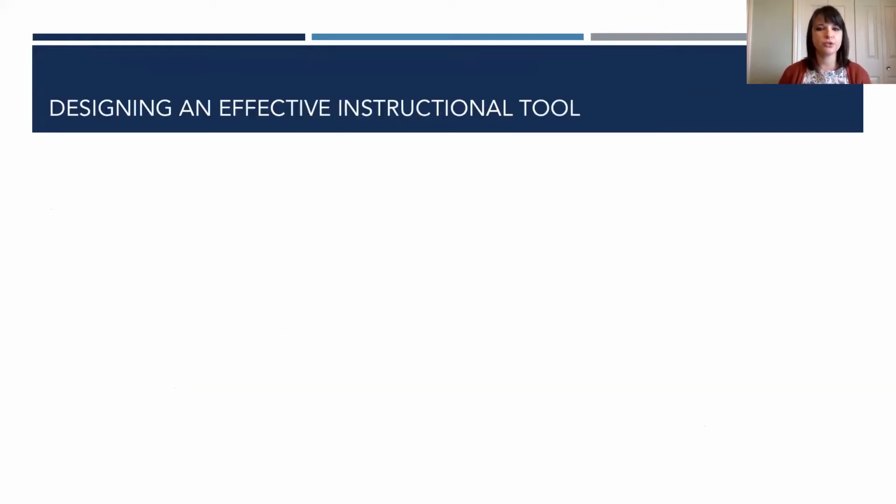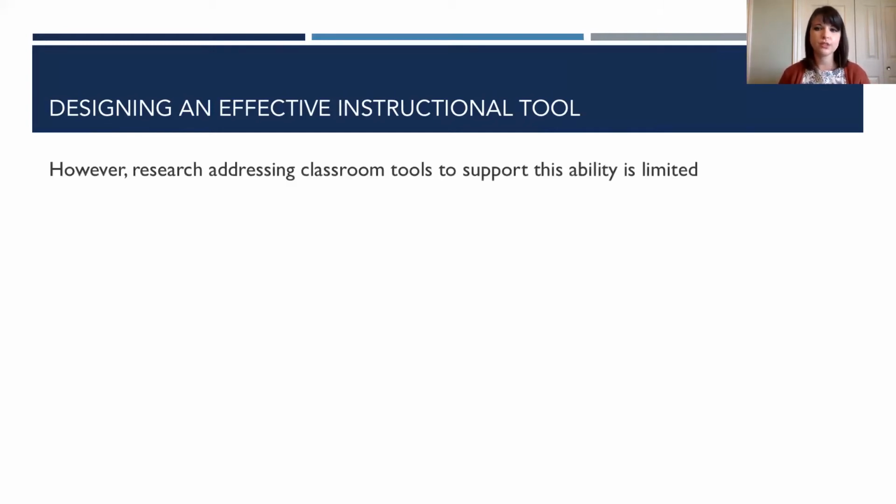So even though most would agree that analogical reasoning is an important ability for learning in the classroom, and while the field now has a better understanding of the mechanisms driving both children's difficulties with reasoning analogically and the development of this ability, research addressing classroom tools to support this ability is still limited. That is, how can we use all of this information in the field to design or identify an effective instructional tool for analogical reasoning?